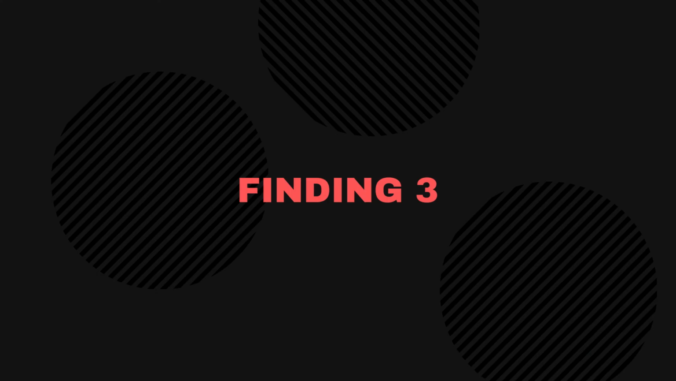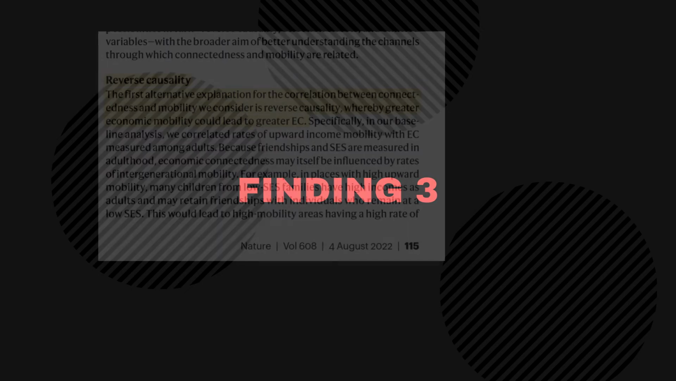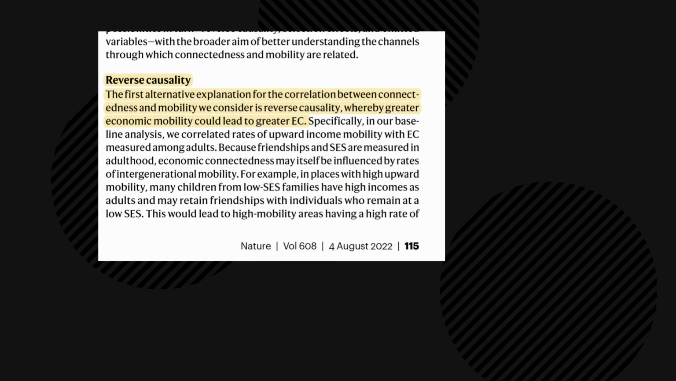The third thing to take away from this paper is that reverse causation is not the main effect. And what this means is that it is indeed economic diversity that leads to economic mobility, not the other way around. Reverse causation is a big concern generally for social scientists, particularly when they're doing observational studies like this one.